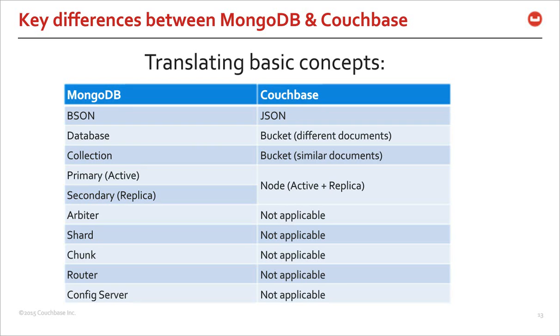And from a topology point of view, we'll often talk about adding nodes because that's all it is. So you just add nodes as you scale. We don't have the concept of primaries and secondaries, let alone some of the extra things around arbiters and shards and routers and config servers and things like that.